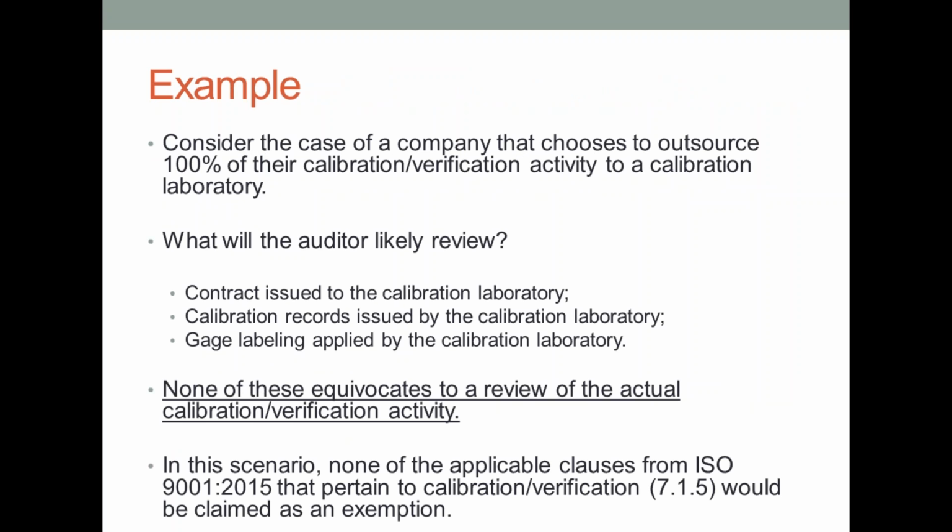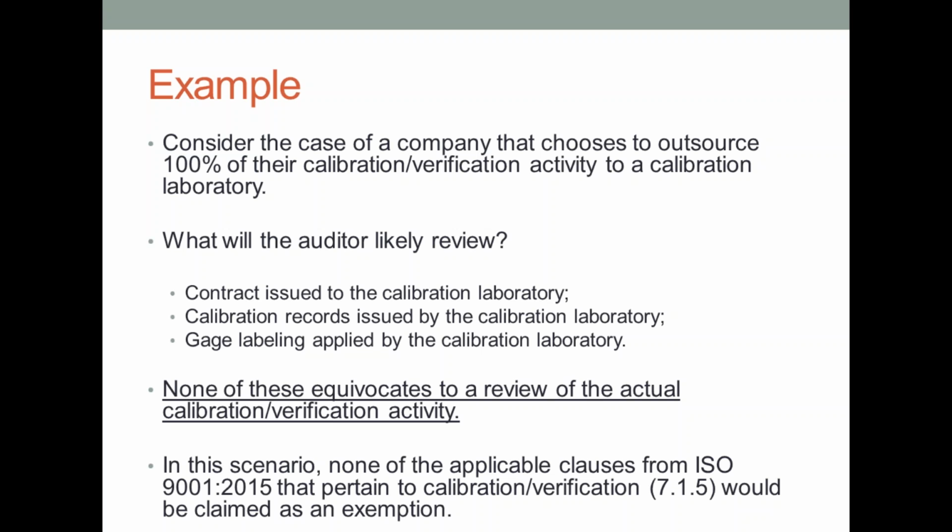Let's consider an example here. A company that chooses to outsource 100% of their calibration or verification activity to a laboratory. What would the auditor review in this case? Well, a number of possibilities: the contract that was issued to the calibration laboratory, the calibration records that were issued by the laboratory, the gauge labeling applied by the calibration laboratory.